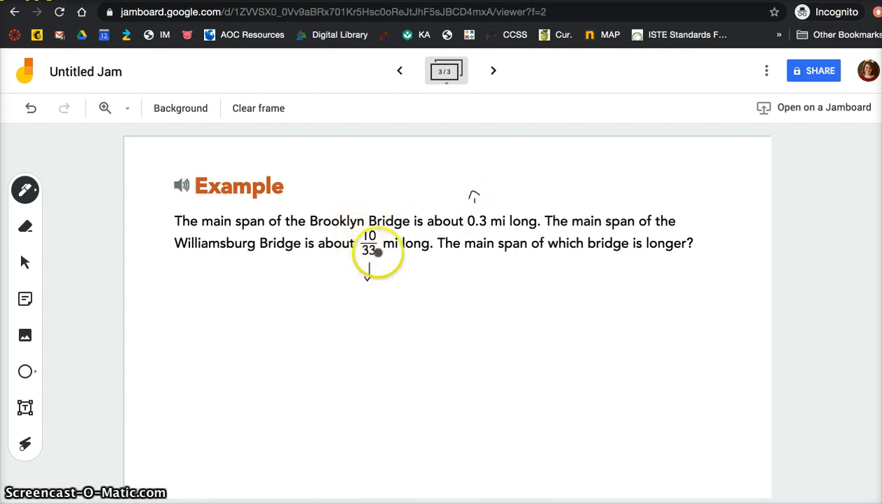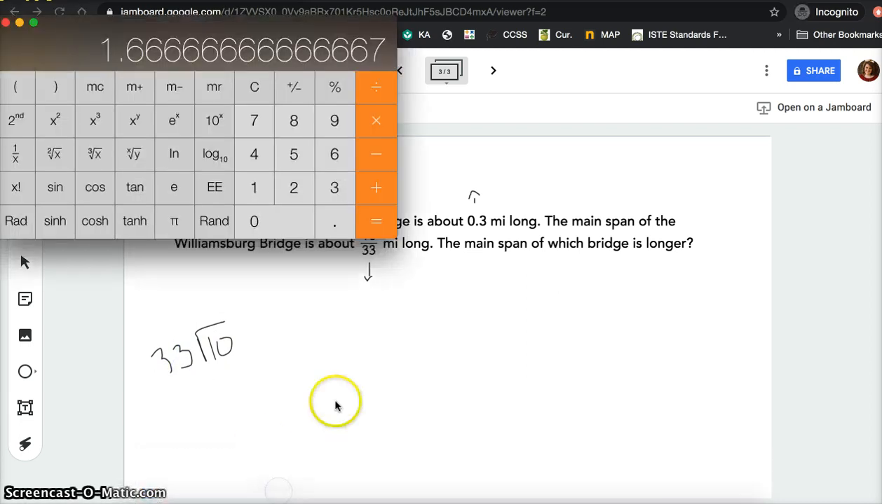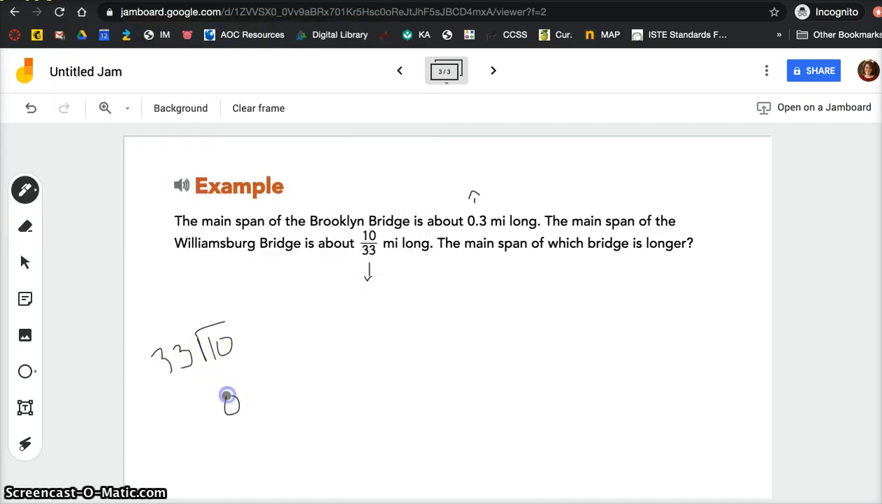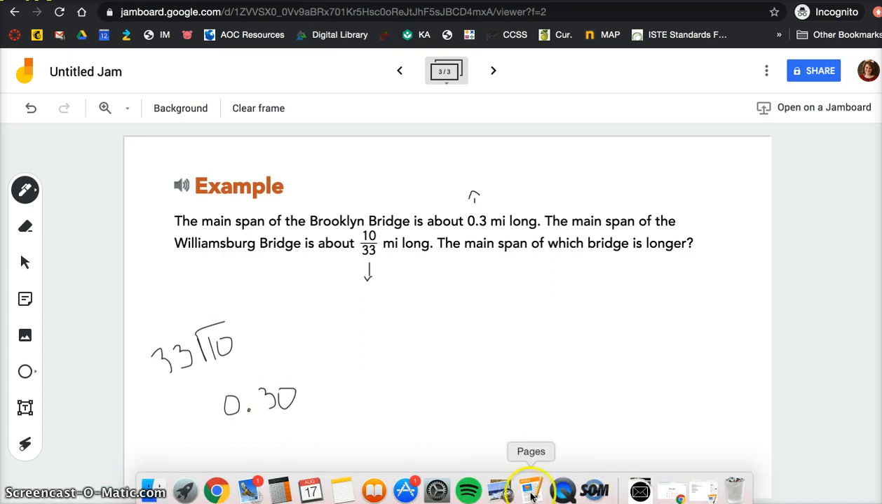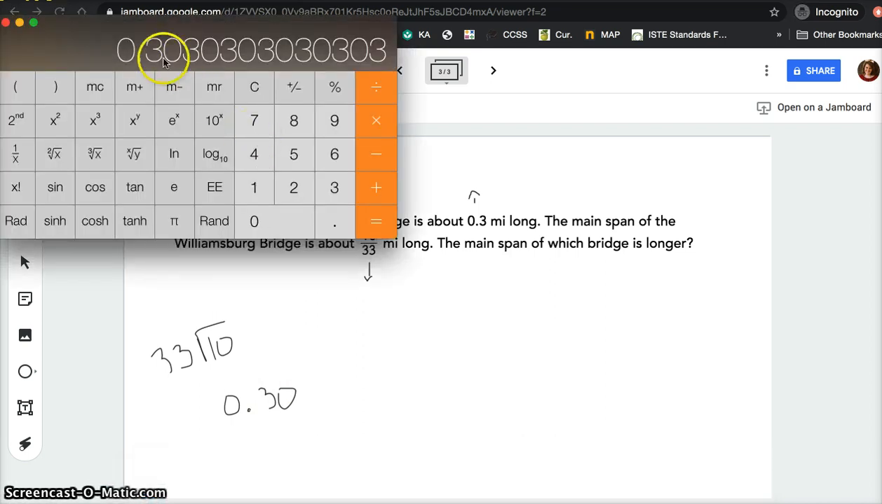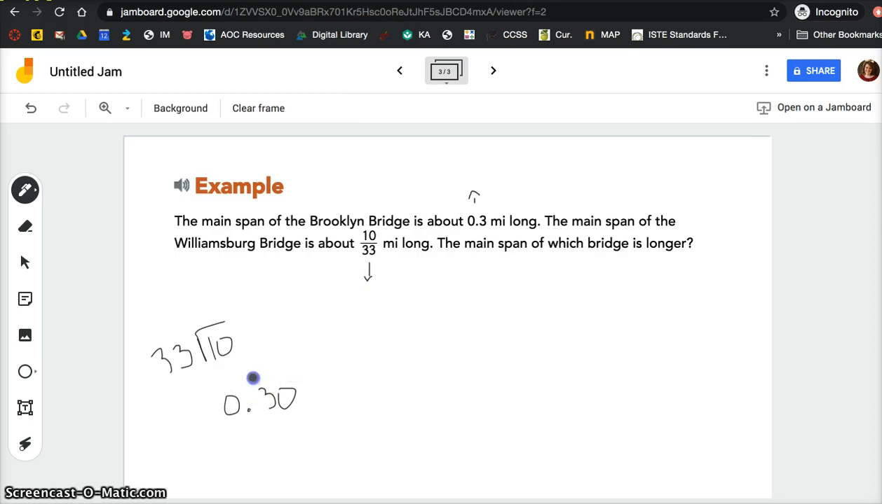I'm going to convert this fraction to a decimal, so I'm going to do 10 divided by 33. And for the sake of time, I'm going to plug that into a calculator. So 10 divided by 33 is 0.30. Let's see where this is here. Was it 30 repeating? Yep, 30 repeating. And we do need that 0 here because the 30 repeats in a combination. So it goes 30, 30, 30.